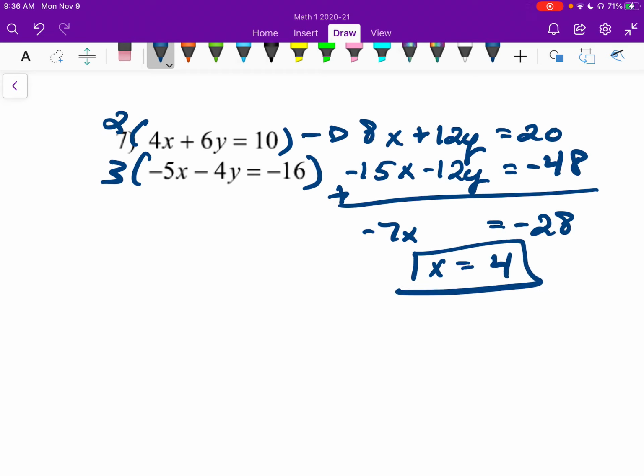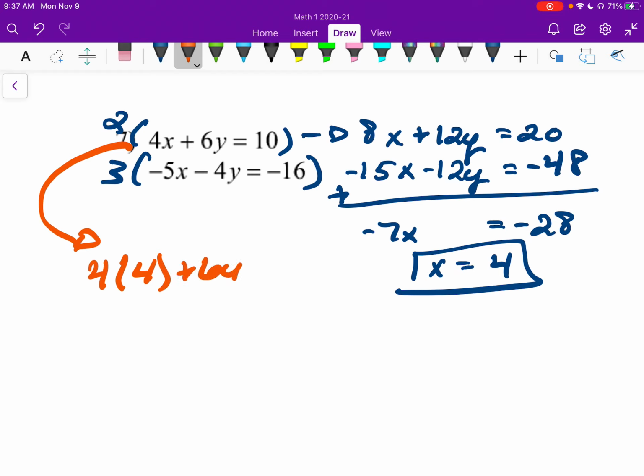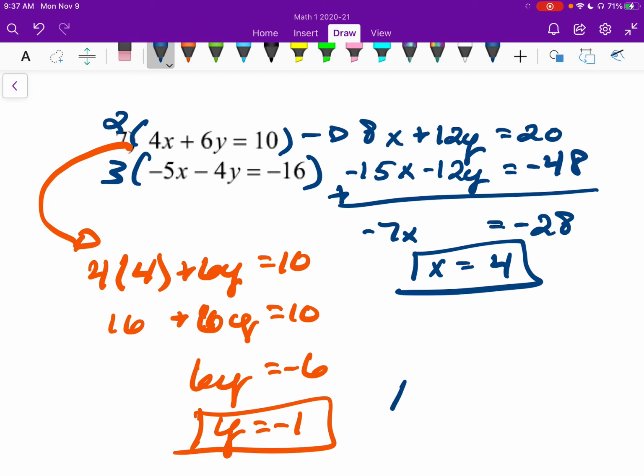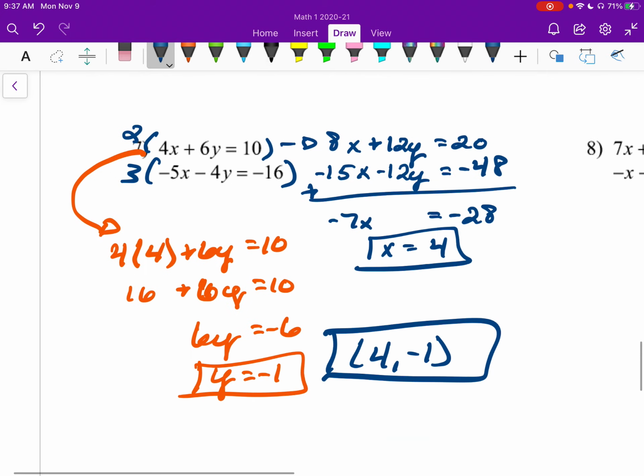And then I go back to plug in. I think the top one would be slightly easier to plug into. So 4 times 4 plus 6y is 10. 16 plus 6y is 10. I subtract 16, and 6y is going to be negative 6, and y is going to be negative 1. I write my answer as a point, 4, negative 1. There we are.